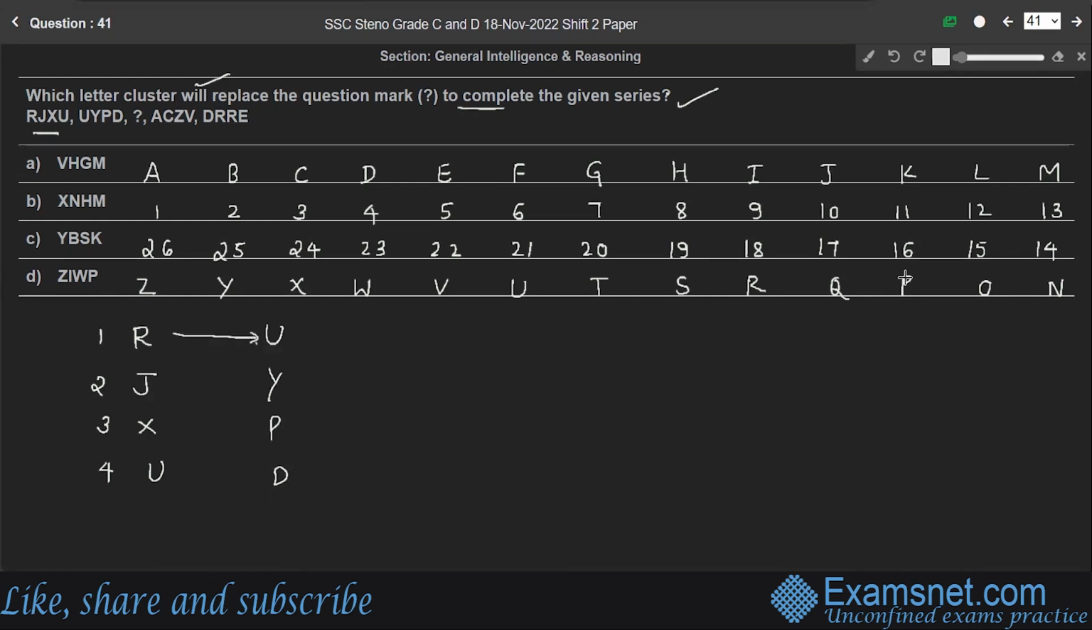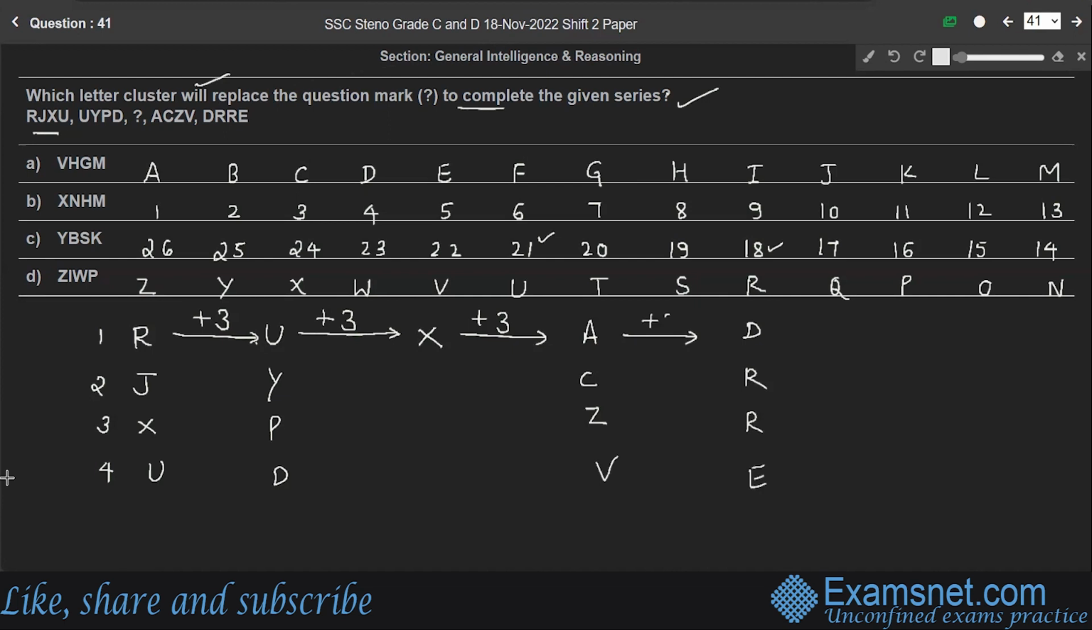Let us consider the first letters in both the clusters. So R is related to U. The positional value of R is 18, U is 21. Therefore, I can write R plus 3 as U, right? So the first letter of the second cluster plus 3. Just add 3 to the first letter. U plus 3 becomes X, which is 24. To verify this, consider the next cluster AACZV, right? So X plus 3 is equal to A. And the last cluster is DRRE. A plus 3 is D, right?